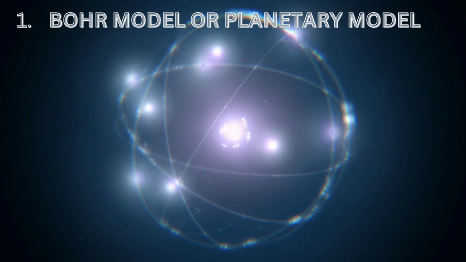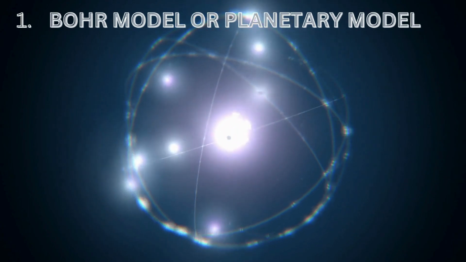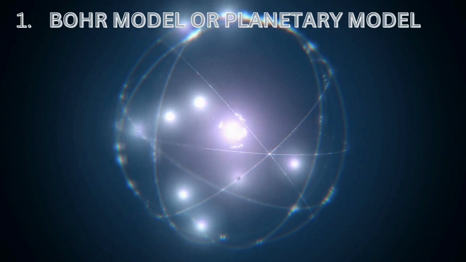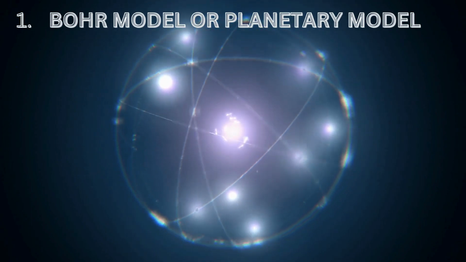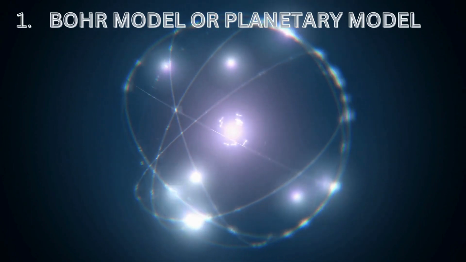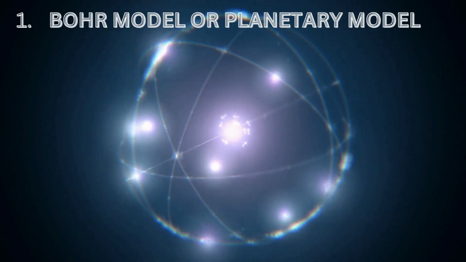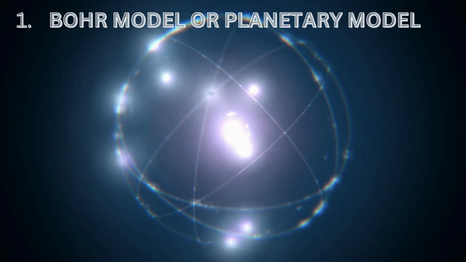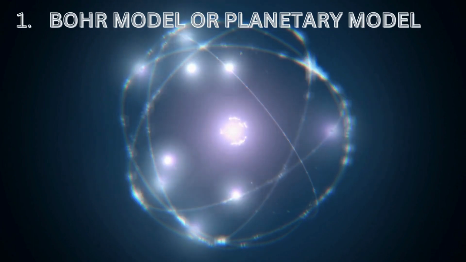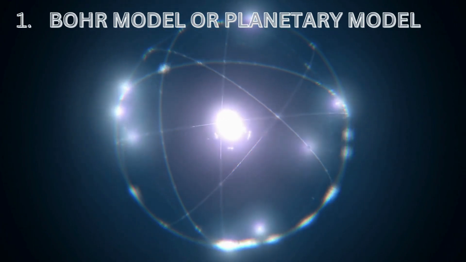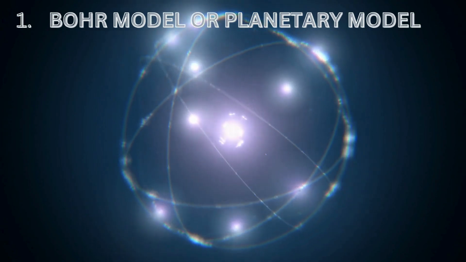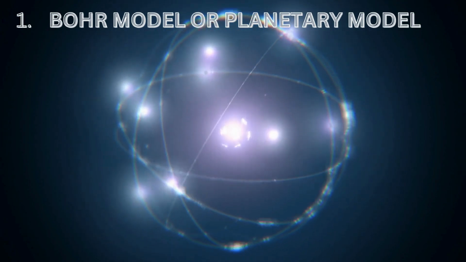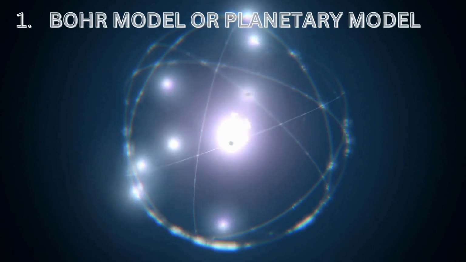Key features. Electrons orbit the nucleus in well-defined, circular paths or energy levels. Each energy level corresponds to a specific distance from the nucleus. Electrons can absorb or emit energy as they move between energy levels. Limitations. It does not accurately represent the complex behavior of electrons and fails to explain the fine details of atomic structure and spectral lines.